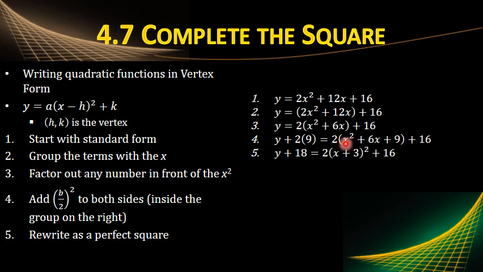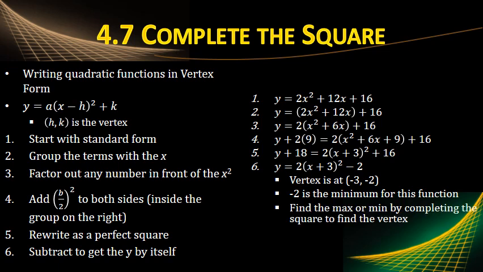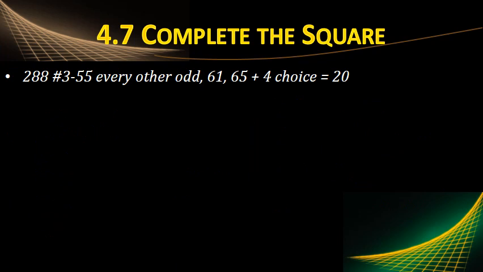Rewrite it as a perfect square, so it'll be x plus 3 squared. And then simply subtract the 18 to get the y by itself. And now it is in vertex form. The vertex is at (-3, -2). -2 is the minimum. That's the y value of the vertex. And so you can find the maximum or minimum by completing the square to find the vertex. And that's all for today, folks.